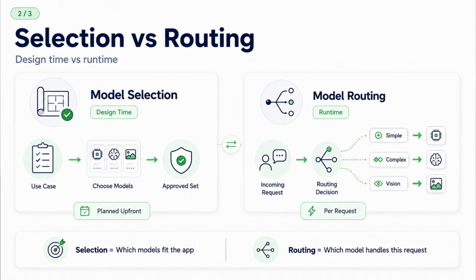So the model selection happens during the design stage when we decide which models are suitable for the application overall, while the model routing happens at runtime because the system looks at the actual incoming request and decides which model should process it. And some routing approaches can be very simple and rule based. For example, the application may send lightweight tasks to a smaller model or reserve the stronger model only for complex reasoning. Now, if I talk about the more advanced routing system, it can dynamically inspect the request and decide automatically which model is the best fit.